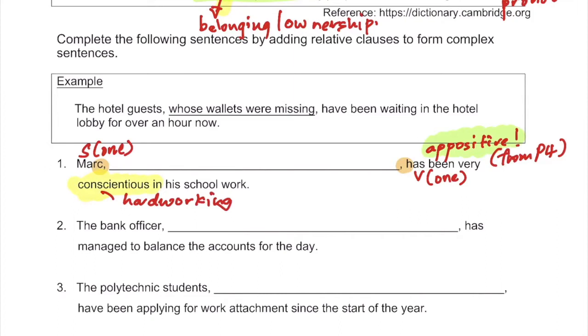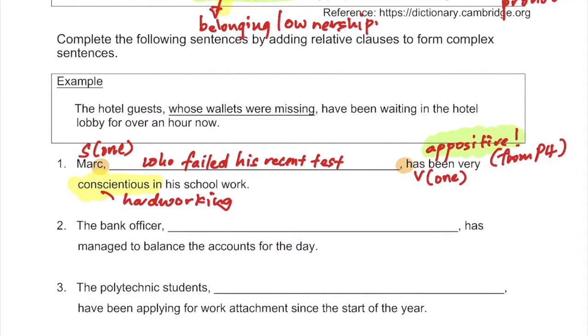Mark, who failed his recent test. Okay, very good. So because he failed his recent test, he has been very hardworking, right? So he wants to improve. Yes, there is a relationship between Xavier's sentence and the rest of the sentence. So yes, very good. Well done.